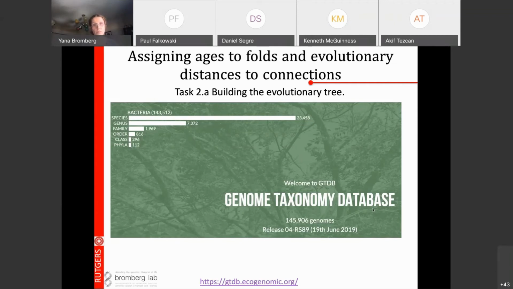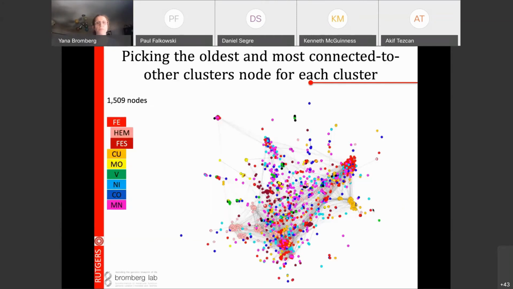And what we thought to do is take the oldest appearance, so the organism that had the protein we're interested in longest time ago, as the reference date for this particular protein. And then by taking the ages of these proteins and the cluster representative proteins, we were able to reduce our large network of 4,600 organisms to 1,509 nodes.